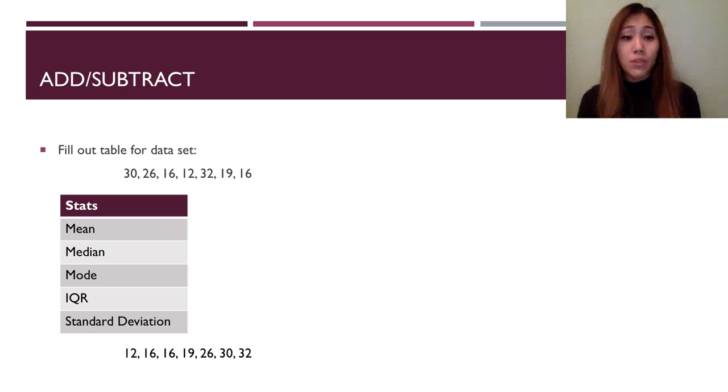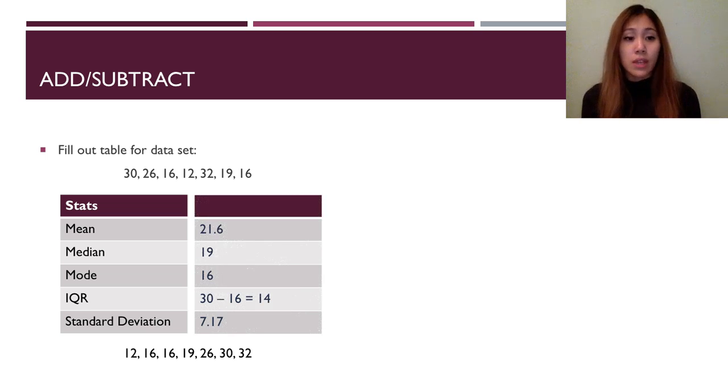Okay, so hopefully you're able to see that the mean was 21.6, the median is 19, as you see in the bottom row below the table. 19 is the middle number, right? Mode is 16, there are two 16s. IQR is 30 minus 16, Q3 minus Q1. Q1 is the left-hand side of 19, and Q3 is on the right-hand side. And then standard deviation is 7.17.